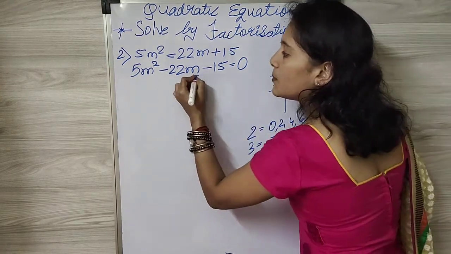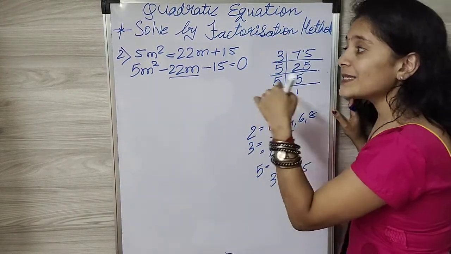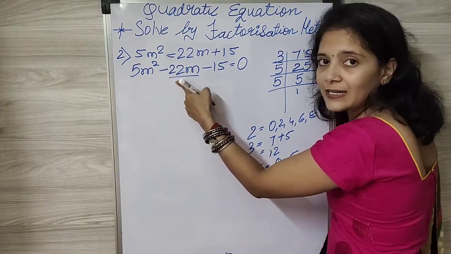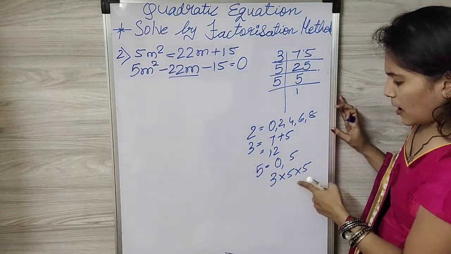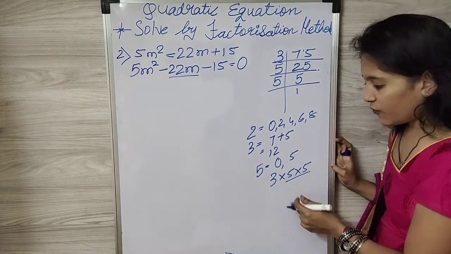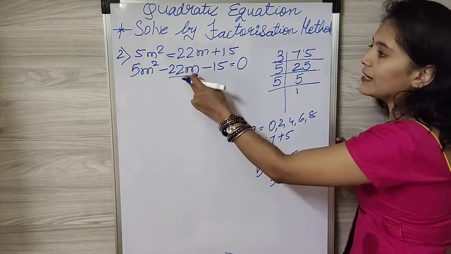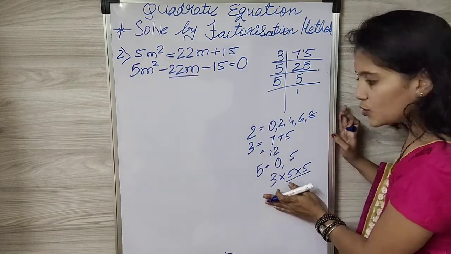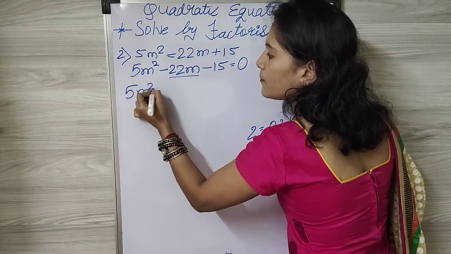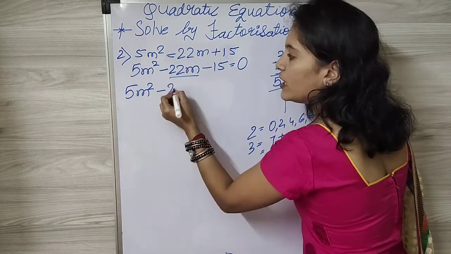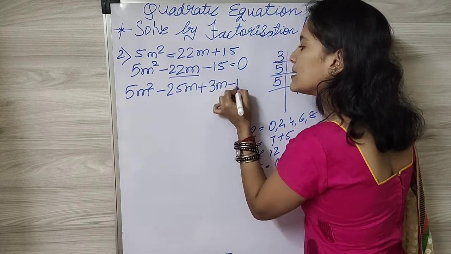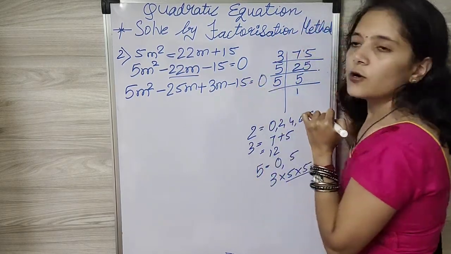Now, which is the middle term? Minus 22. Don't forget the sign. Now I want here minus 22. So see here how you can adjust this number. Simple. 5 5s are 25. 25 minus 3, that is 22. I think you have understood till here, right? So 5m square minus 25m plus 3m minus 15 is equal to 0.